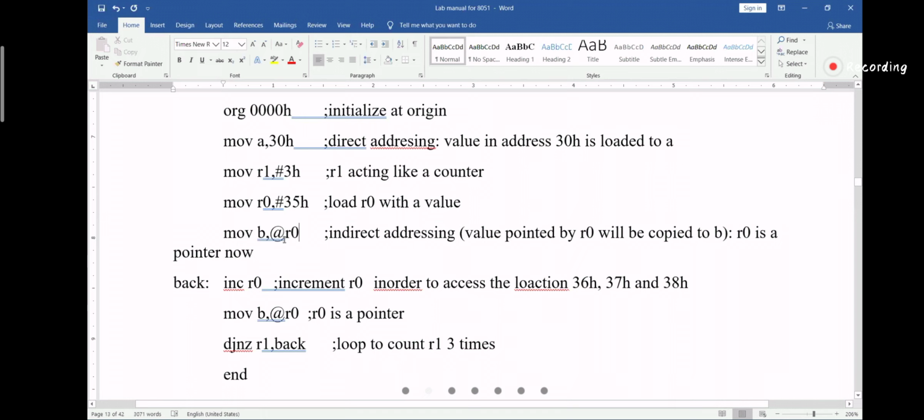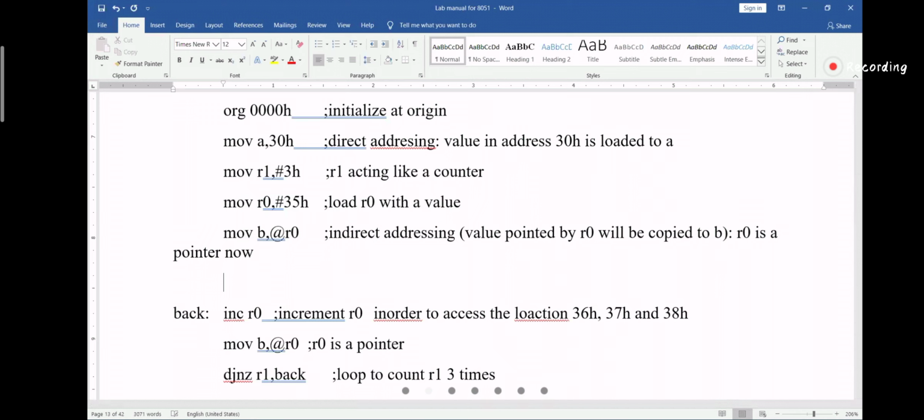So to move the value of 36, I have to save the earlier value first. What will you put here? Move R3 comma B, to save it. So R3 saves it. Then R0, you increment R0, and that time it will be 36. Now the pointer is 36. Now the value pointed by R0, that is 36, will be moved to B.